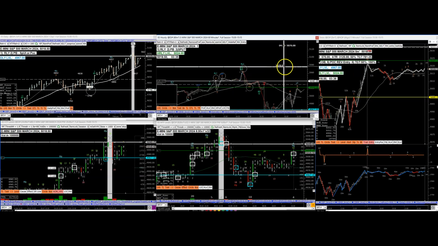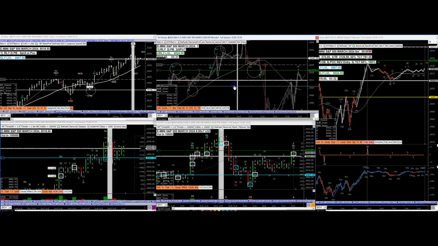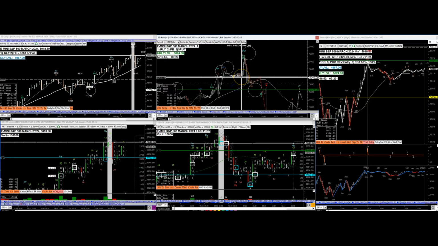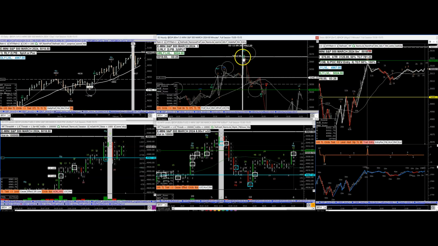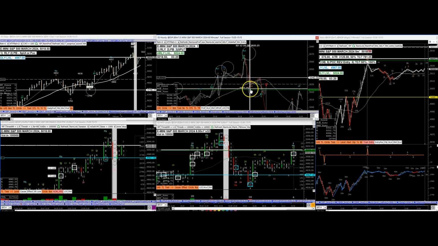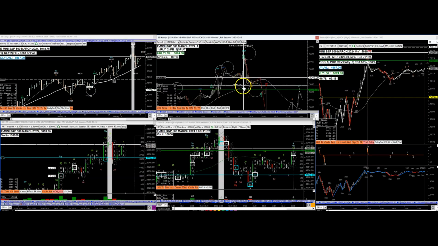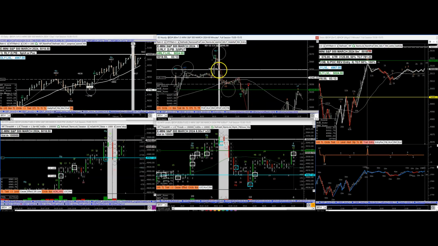Why? Because it broke the origin of the rally, right? From which there was a rally that had a breakout in it with follow through. When that breakout is negated and the low is taken out, it's game over. And also note how the low is taken out. The low is taken out with a big bar.